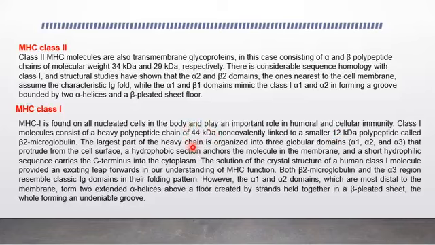Basically, the class 1 molecules consist of a heavy polypeptide chain of 45 kilodaltons linked to a smaller 12 kilodalton polypeptide called the beta 2 microglobulin. The largest part of the heavy chain is organized into 2-3 globular domains.